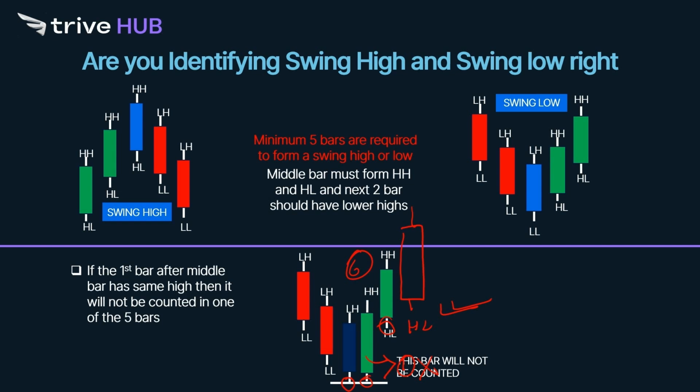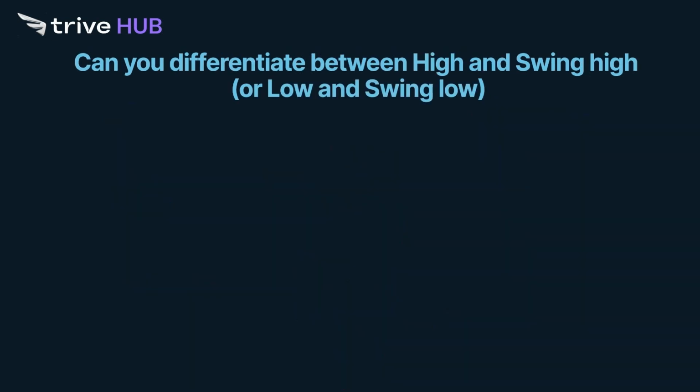Now I think you have a pretty good idea of how you can identify correct swing highs and swing lows in the market. Alright, moving ahead, so let's see what is the difference between a high and a swing high, or a low and a swing low, because most of the players get confused between a minor swing low and a swing low. So let's understand with the help of an illustration.